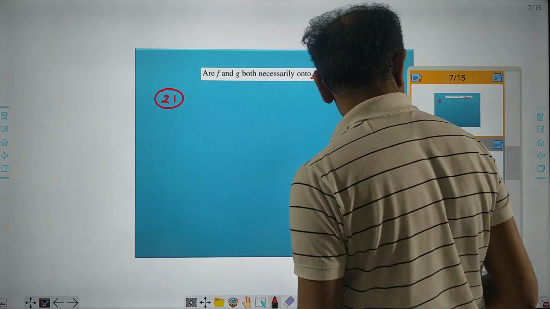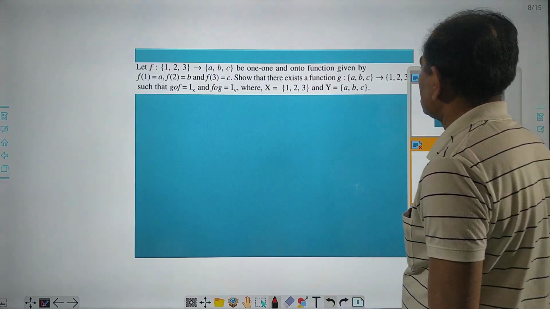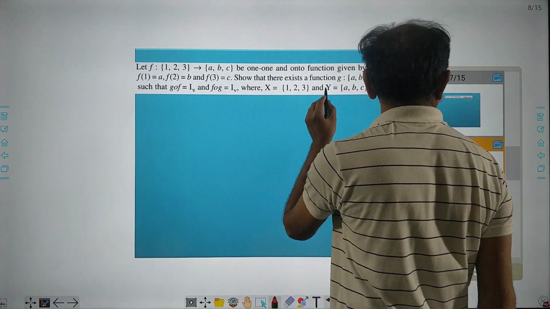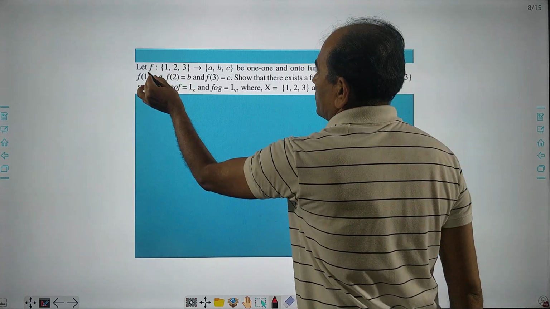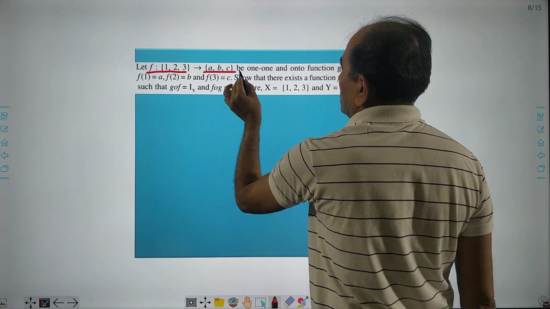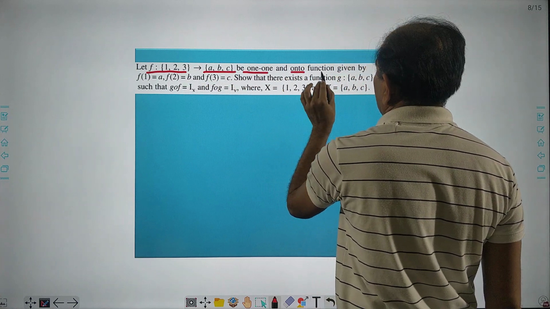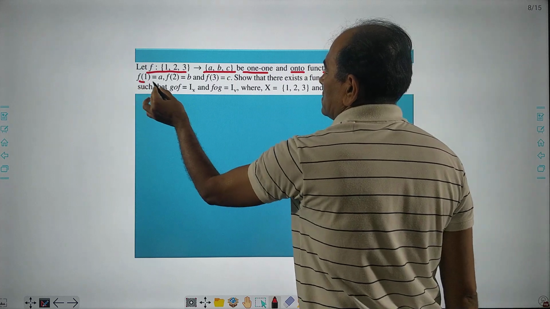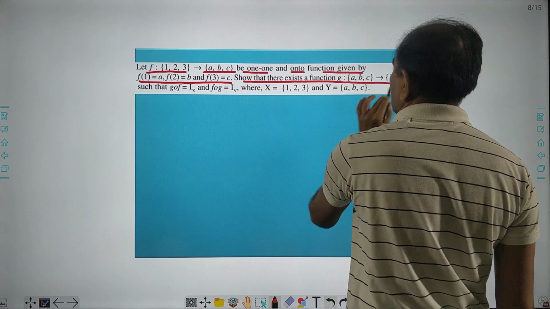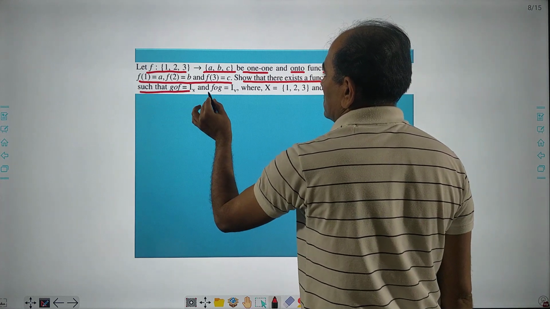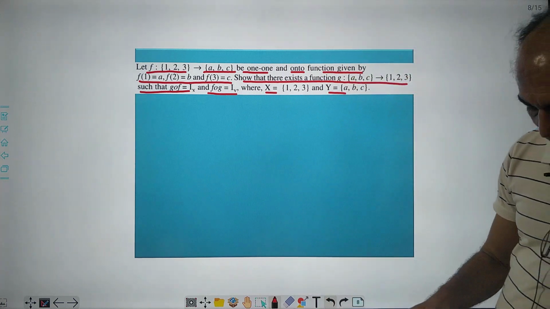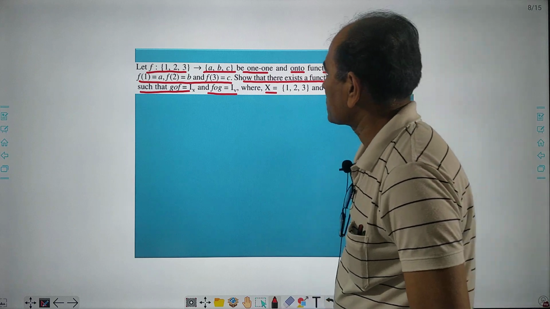Next, let us see this example. f from {1, 2, 3} to {a, b, c} is 1-1 and onto, given by this. We want to show that there exists a function g from B to A such that g o f is equal to I_X and f o g is equal to I_Y, where X and Y are these sets. That means we want to see that this one is an inverse, like the previous sum.